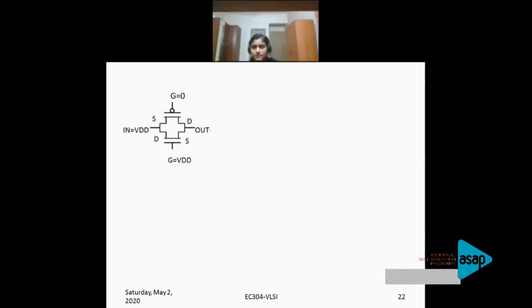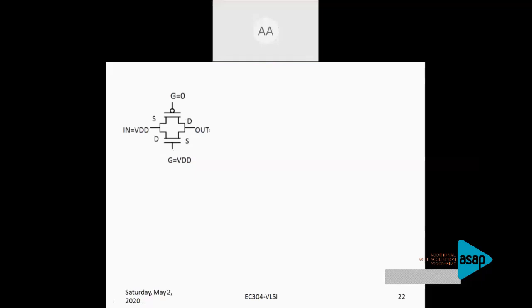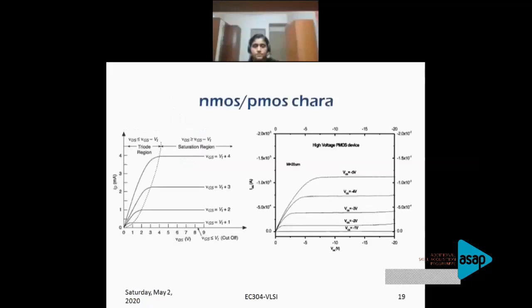Ma'am, we have another question. Yes. It's a request to explain transmission gate truth table once more. Transmission gate truth table. Truth table.